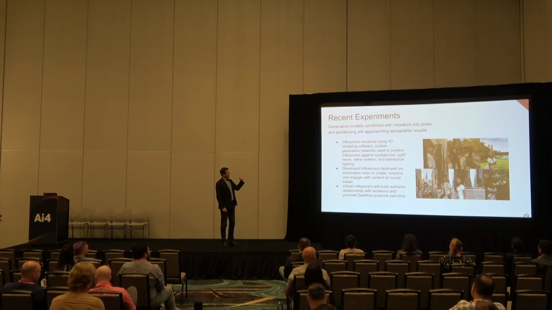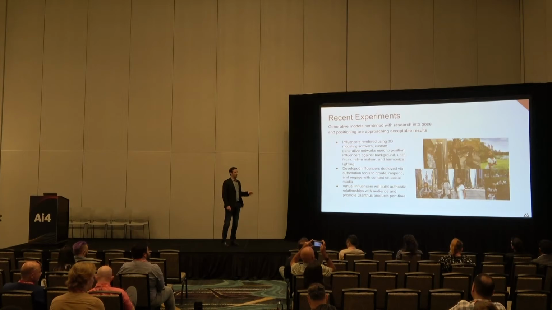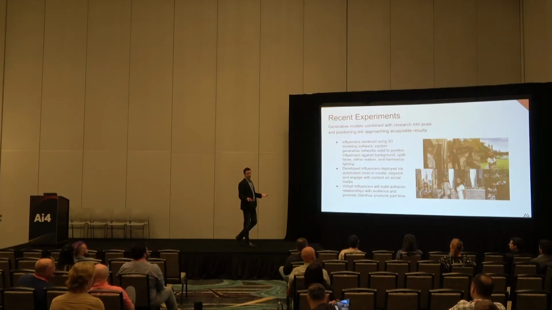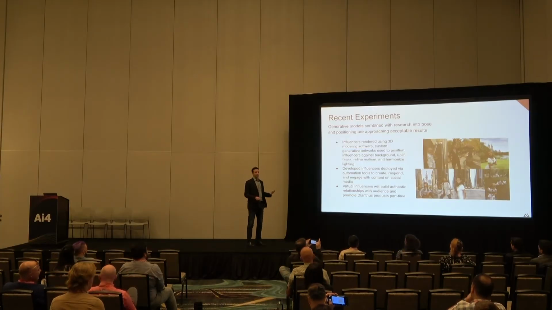So these are some recent experiments, and we've really been researching the pose and positioning, because people on Instagram tend to pose in lots of the same ways, and it's not always natural. So we ran into this problem where the data set that we trained on, which was just millions of scraped Instagram images, didn't always generate the poses that we wanted. So we've been working on some of that stuff.